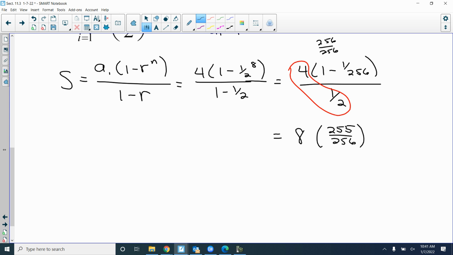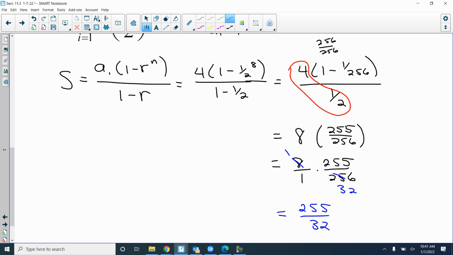Now, here's what I do. I wouldn't multiply yet, because what can you test to make things maybe a little bit simpler? This is really 8 over 1. So I would test to see whether 8 and 256 have any like terms. Well, how many times does 8 go into 256? 32. So that means that this cancels. Canceling is such a nice thing. 255 over 32. And then you would see if that would reduce any further.